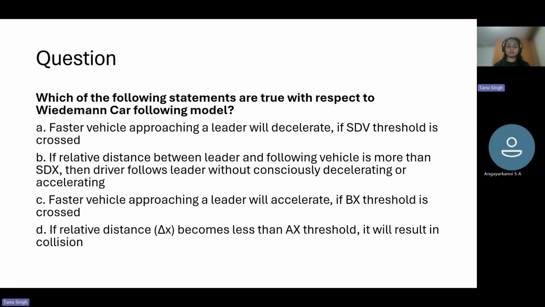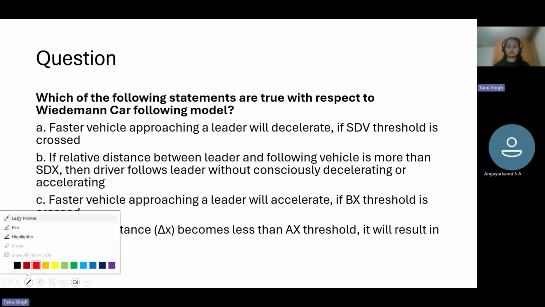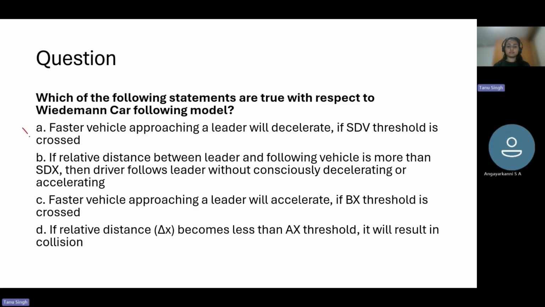So let's discuss the solution of this question. The first statement was: a faster vehicle approaching a leader will de-accelerate if the SDV threshold is crossed. That is correct. If the threshold has been crossed, the faster moving vehicle will de-accelerate. So it is correct.